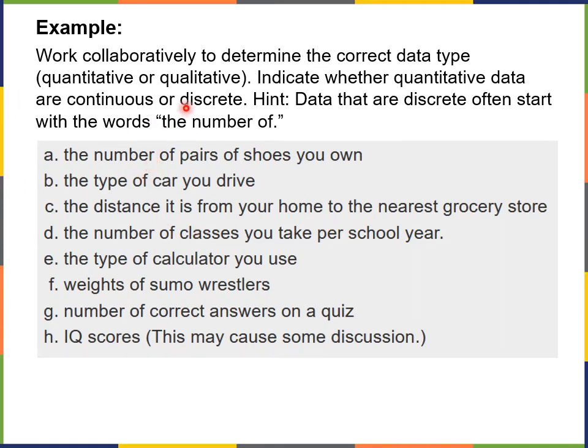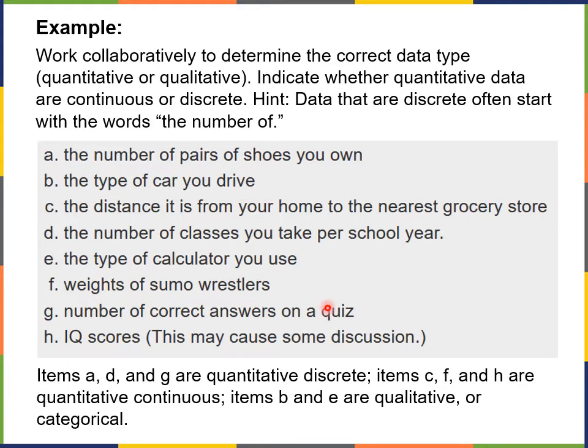Here's another example. If we looked at these things and said, okay, well, what do these fall into? The number of pairs of shoes, type of car you drive, etc. Looking at the number of pairs of shoes you own, that's countable, so that would be discrete. The type of car you drive, that would definitely be qualitative. The distance from your home to the nearest grocery store would be continuous, because that distance could be very precise and measured in some scale. So that would be your quantitative continuous.